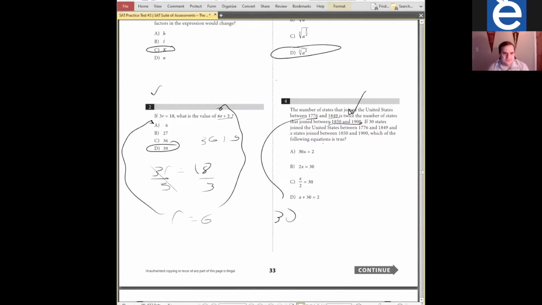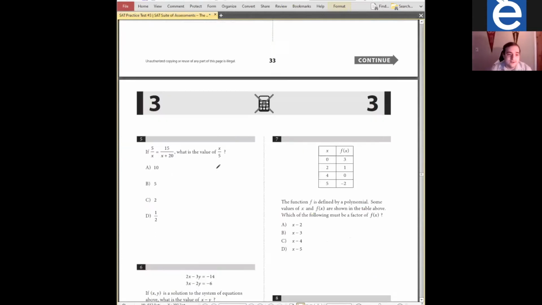No, that's absolutely not right. My apologies. It's that one. If you do this, the number of states that joined from those years is twice the number of those years. So effectively, we know that means 15 joined during those years. So we know X, this is basically just telling us X is 30, and we know 2X is equal to 30, so X is equal to 15. Sorry, yeah. Moving right along.